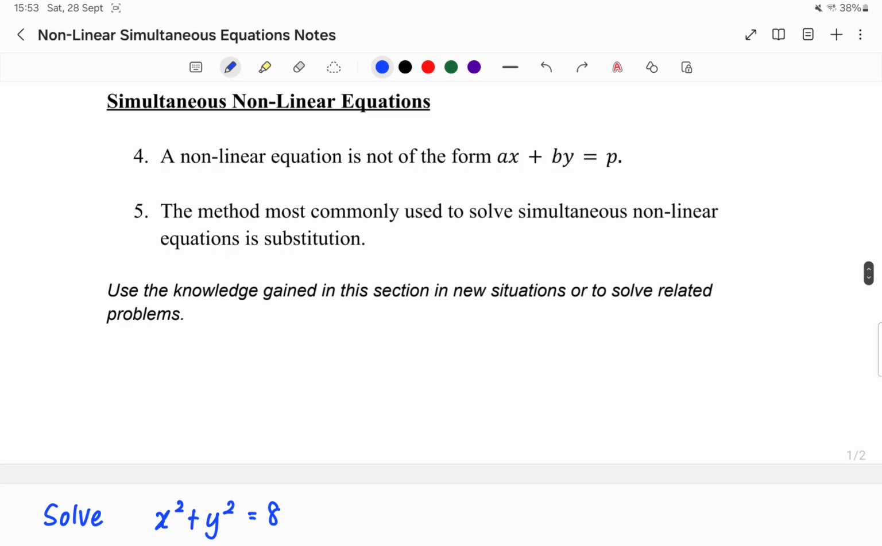Now moving on to the content proper for A Math. For simultaneous nonlinear equations, it is not of this form, where the power is power 1.